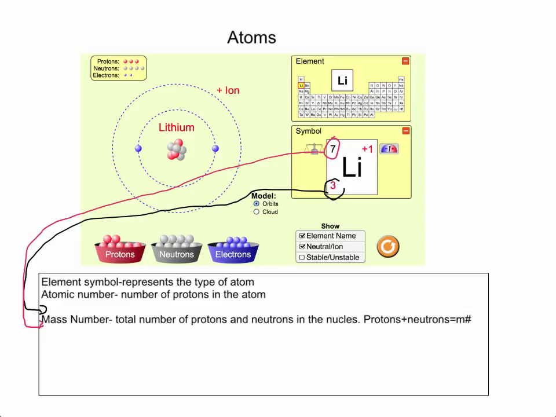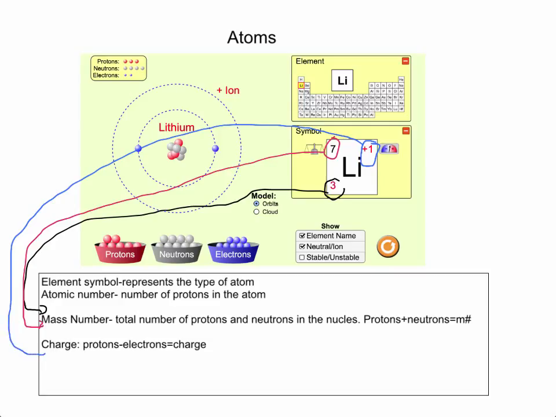So this number again is the charge, and we can figure it out using this equation. Protons minus the number of electrons is going to equal the charge on our atom. Protons minus the electrons equals the charge on the atom. And this number is located in the upper right-hand corner of our symbol.